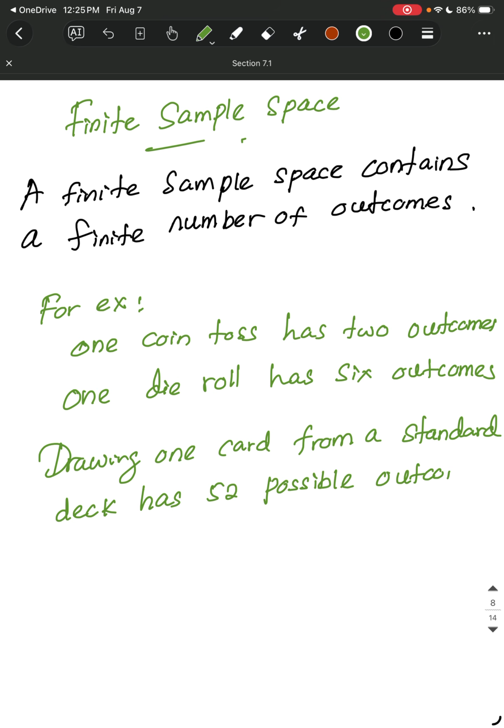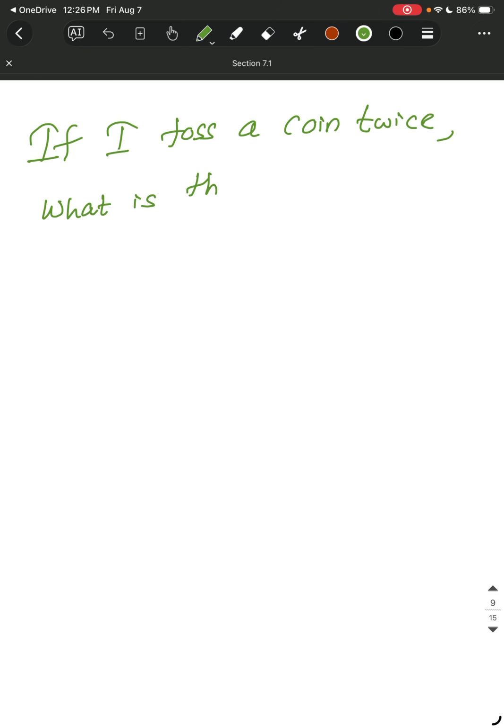All of these are finite sample spaces, right? Okay, let's say the example. If I toss a coin twice, what is the sample space? Okay, pause the video and think about the possible outcomes.